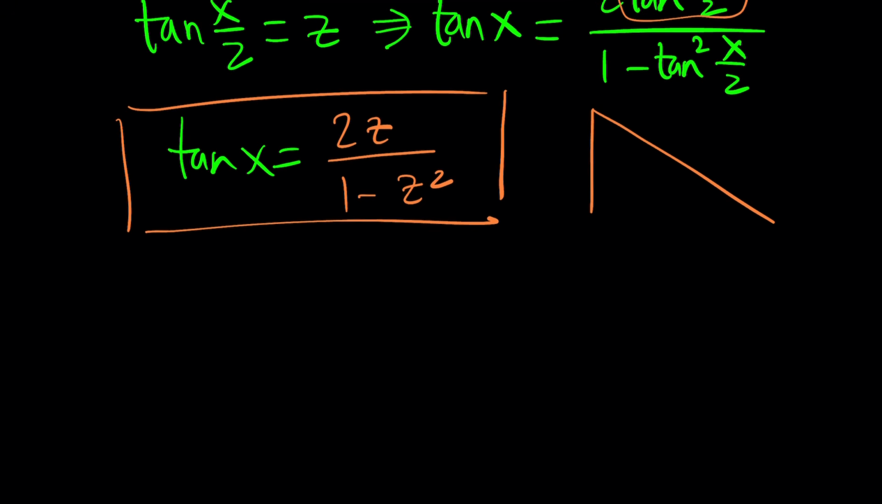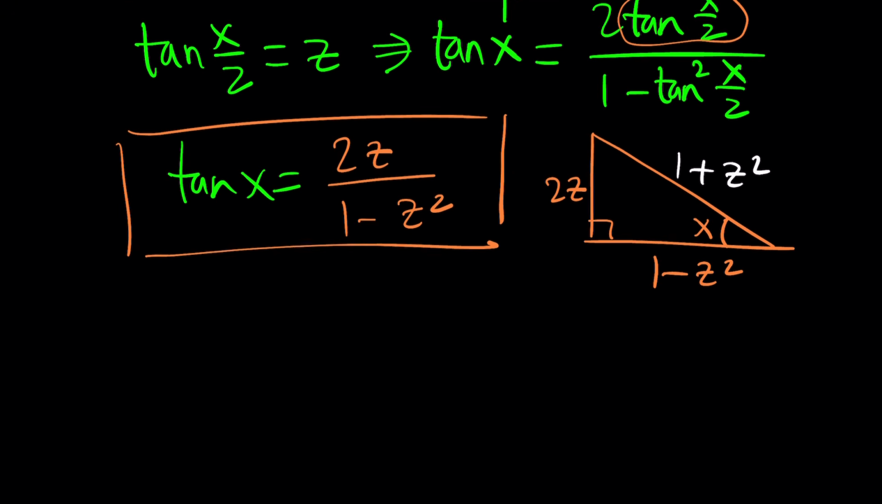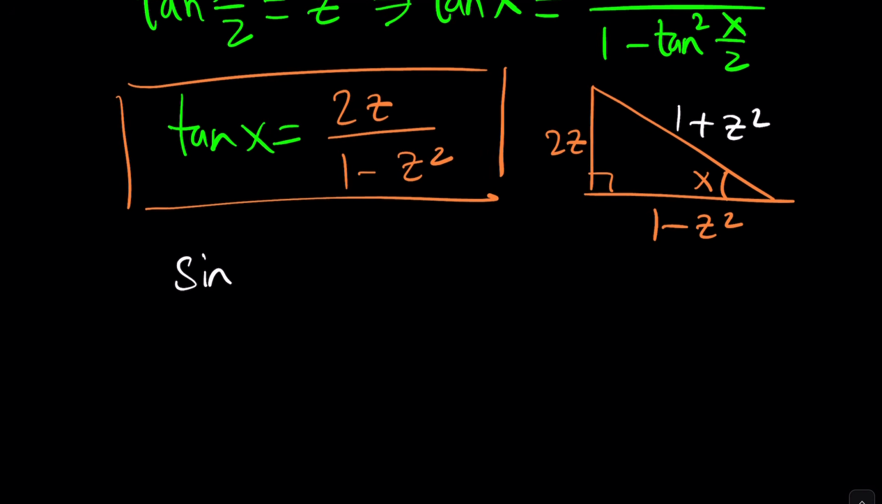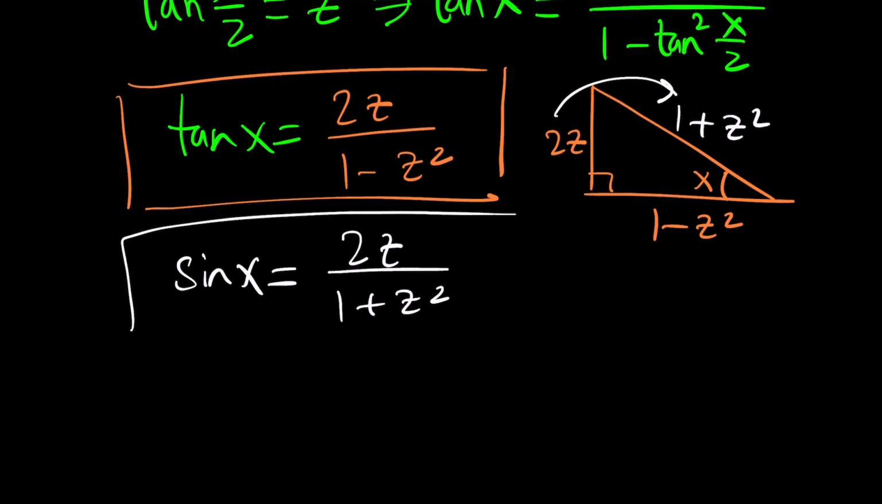We're going to draw a right triangle. This is going to be x now. And now we're going to place the opposite side and the adjacent side. Without further ado, the hypotenuse is going to be 1 plus z squared. If you just do the Pythagorean theorem, that's what you're going to get. So from here, you can find sine and cosine. But do I need cosine? Nope. I only need sine. So let's find sine x from here. Remember, that's opposite over hypotenuse. That is 2z over 1 plus z squared. Great. So we got everything we need.